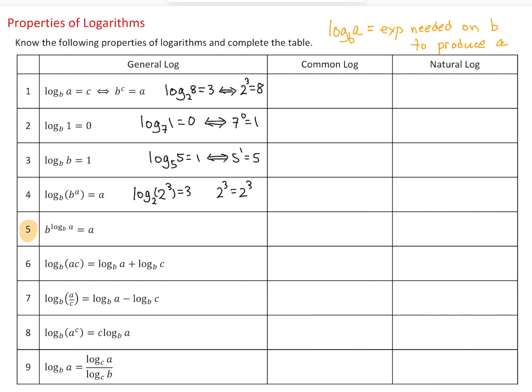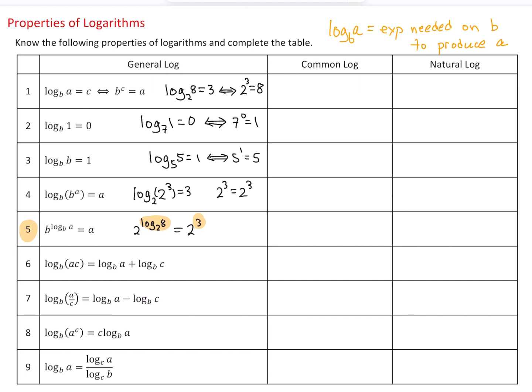Property 5 is also a composition of an exponential and a logarithm of the same base, but composed in the other direction. This is the log function, base b, being plugged into as an exponent into an exponential function. And we get cancellation and we get a back. For example, consider 2 raised to the log base 2 of 8. Well, first, do log base 2 of 8. What power is needed on 2 to produce 8? And the answer is 3. So that exponent simply becomes 3.